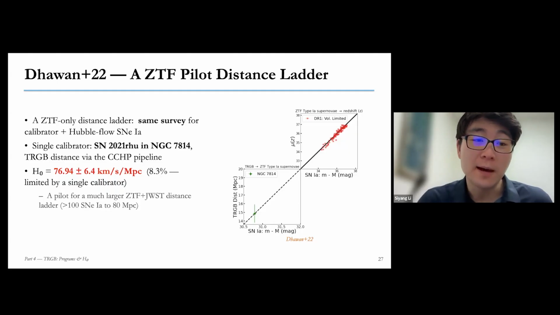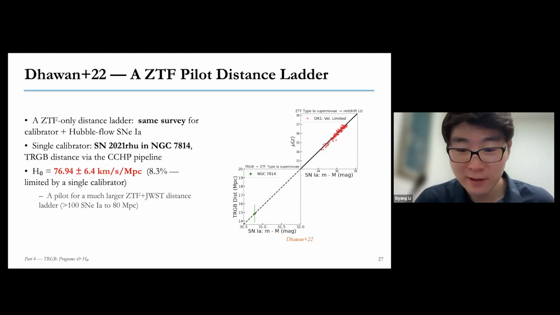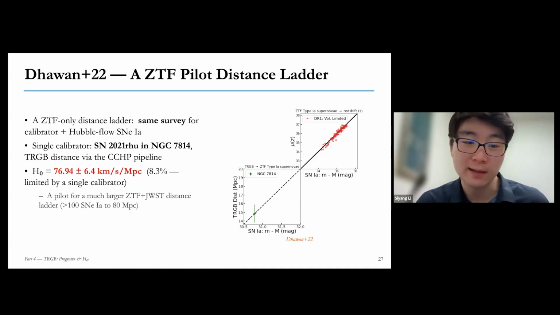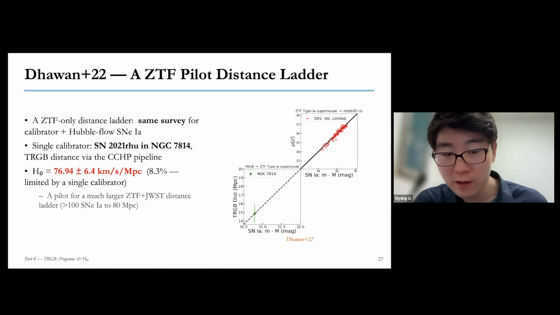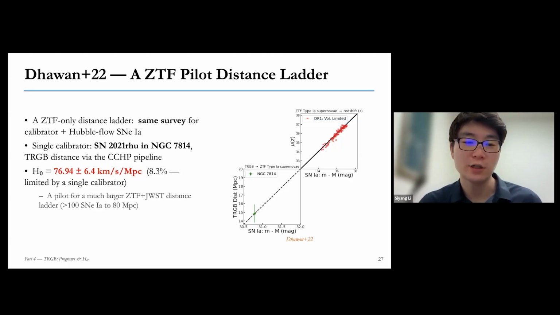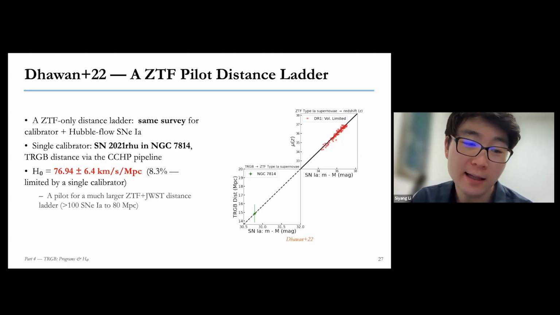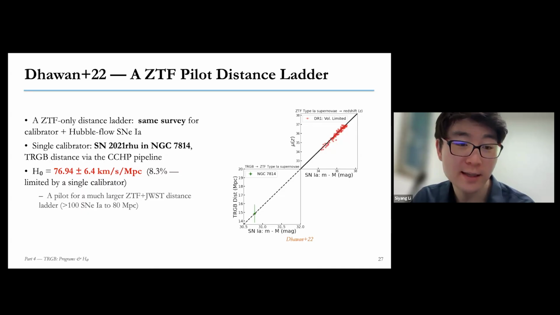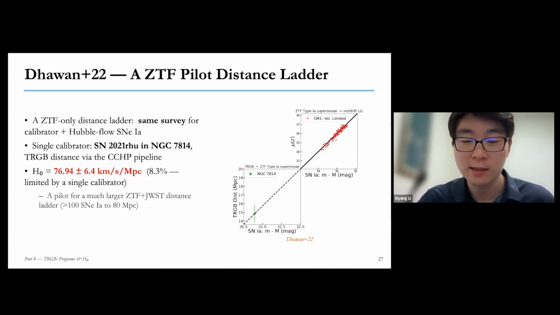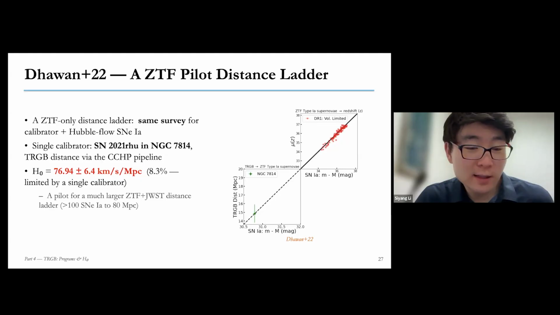So Suhail, back in 2022, did also measure the Hubble constant using supernovae from the ZTF, Zwicky Transient Facility. In his study, he measured the Hubble constant using a single Type 1a supernova calibrator, NGC 7814, measured a TRGB distance to that galaxy, then used that TRGB distance to calibrate the intrinsic luminosity of Type 1a supernovae using supernova 2021 RHU. In that study, he did find a much higher Hubble constant, 76, almost 77, with a relatively large uncertainty. And again, the uncertainty is very large.